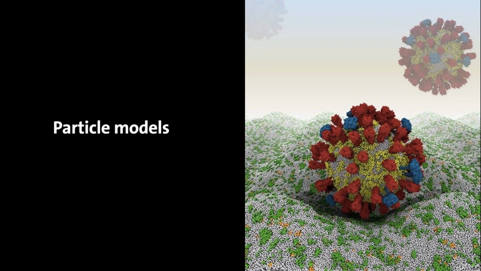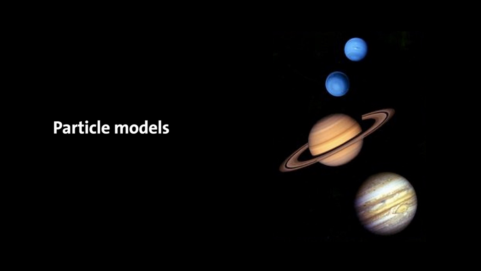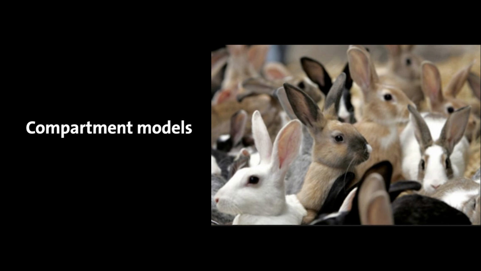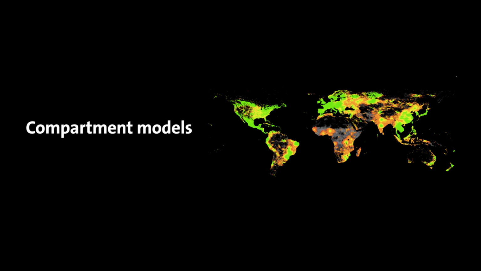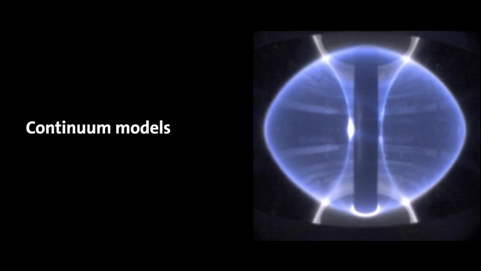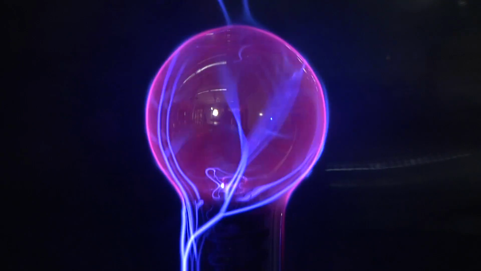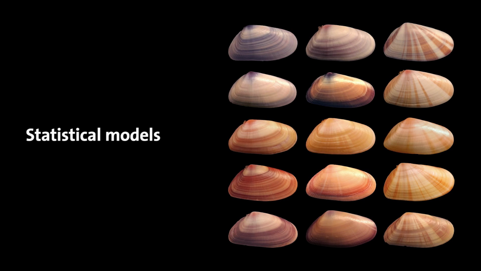Some common mathematical models include particle models, used to model molecular dynamics or the solar system. Compartment models, to model chemical reactions, population dynamics, or epidemics. Continuum models, describing the mechanics of solids, liquids and gases, and electrical and magnetic fields. And statistical models, where we also take into consideration population variations and model uncertainty.